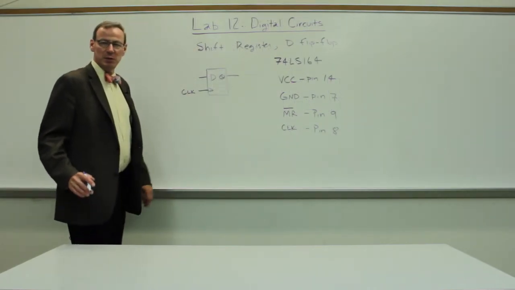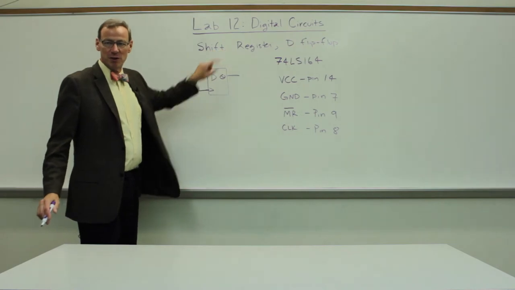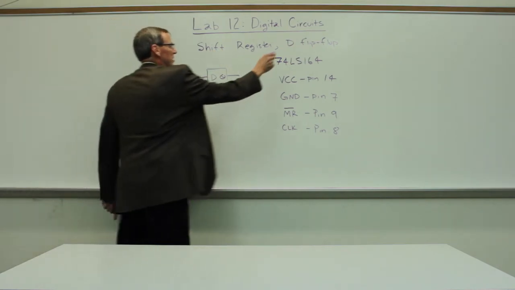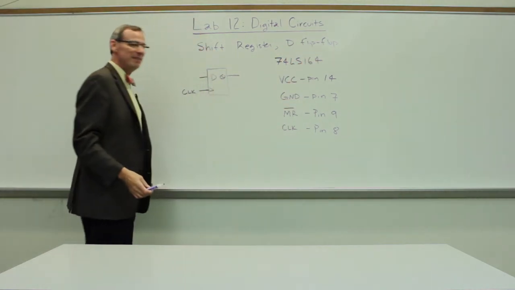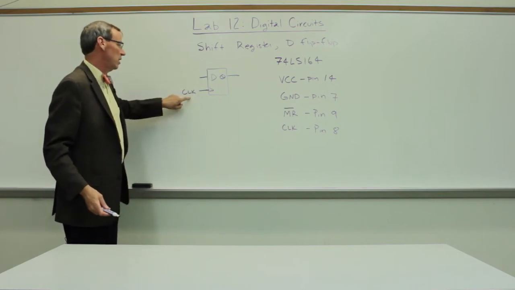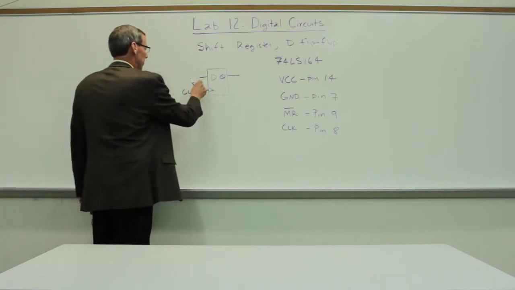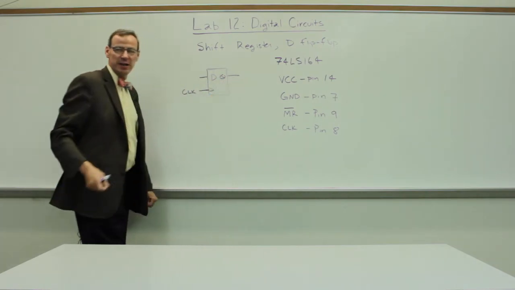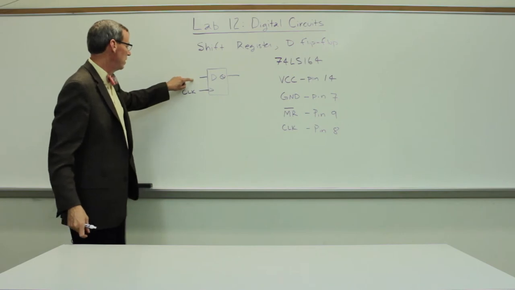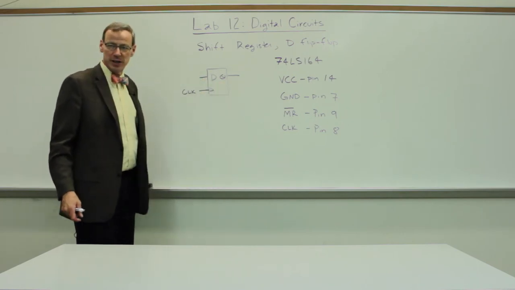The last thing we're going to be doing in this lab is building a shift register. In fact, it's already built for us in a chip. And a shift register is based on something called D flip-flops. D flip-flops have a data input and a clock. And every time the clock pulse goes high, whatever is on the data input is transferred to the output. So if there's a 1 here on the clock pulse, the 1 goes to the output. If there's a 0 here, the 0 goes to the output.